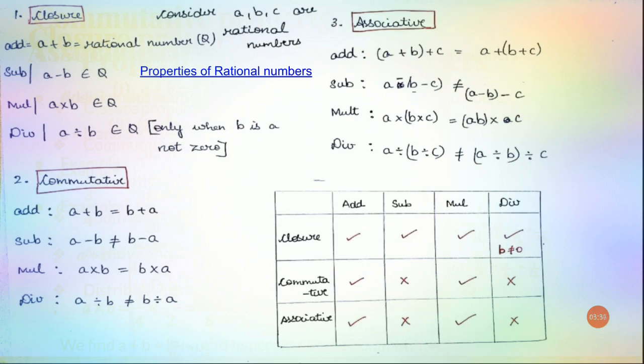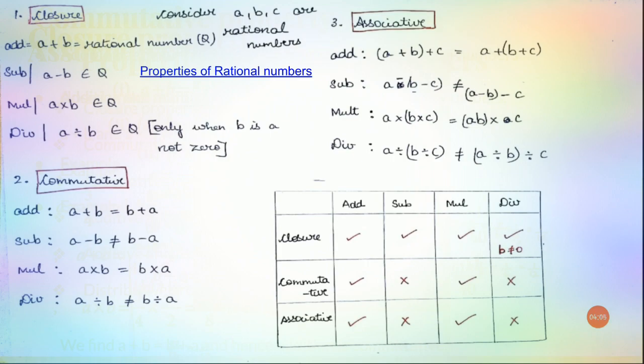So the homework for today is, you are going to write the heading as closure and then add, sub, multiplication and division. You are going to substitute values for a and b, solve and tell me whether the answer is a rational number or not. Same way for commutative, we are going to substitute the values and derive. And for associative, we are going to substitute the values and check and tell me what are all the basic operations that are holding good for associative property.